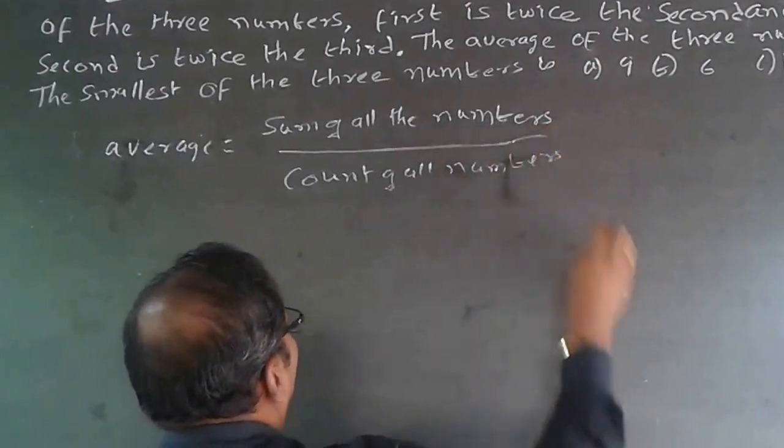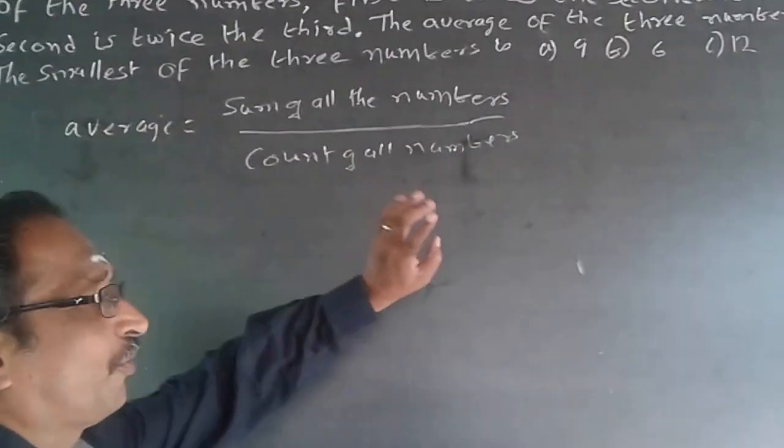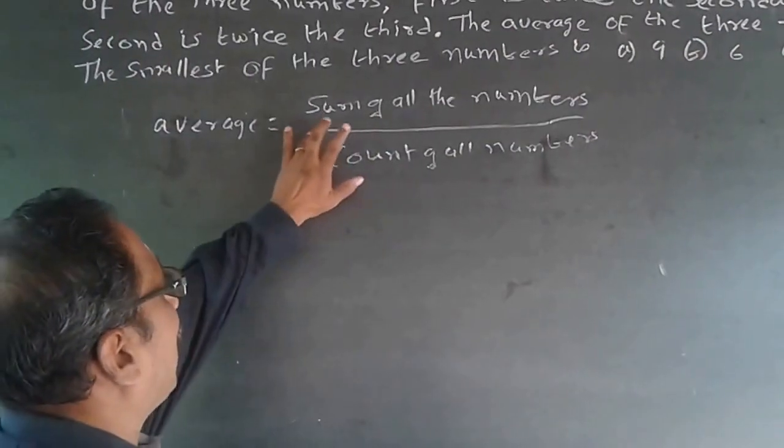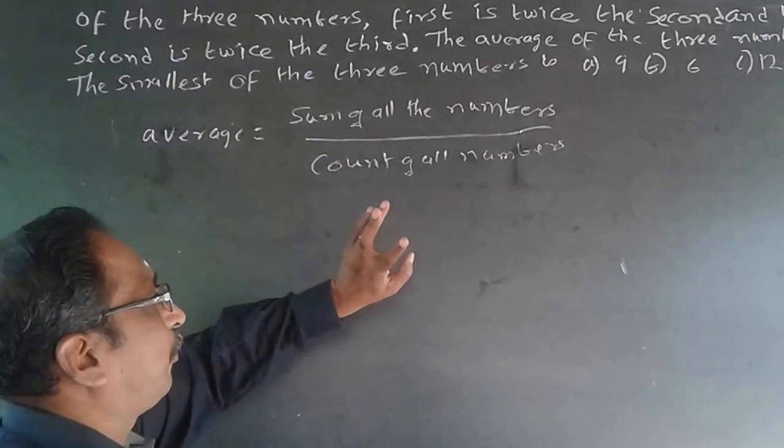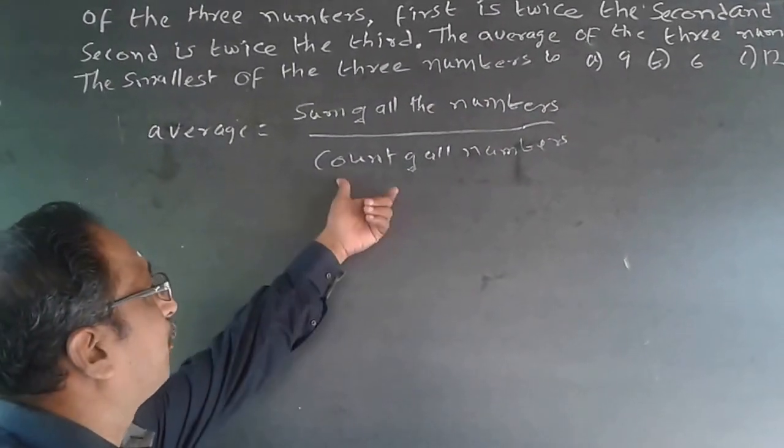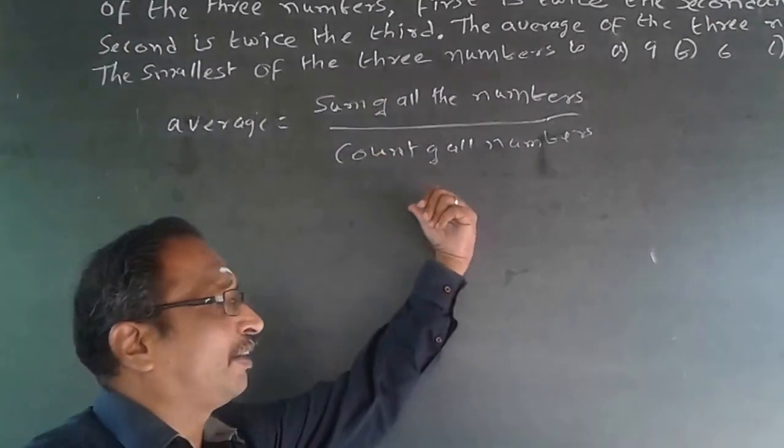So supposing I give you three numbers 10, 20, 30. The sum will be 10 plus 20 plus 30, 60, divided by the count of numbers: 10 is one number, 20 is another number, 30 is the third number, divided by 3. So 60 divided by 3 will be 20.